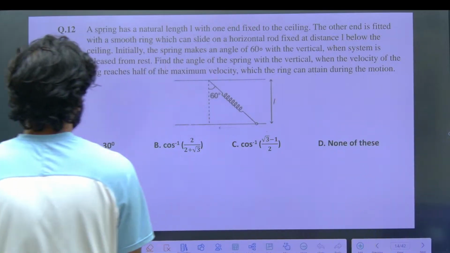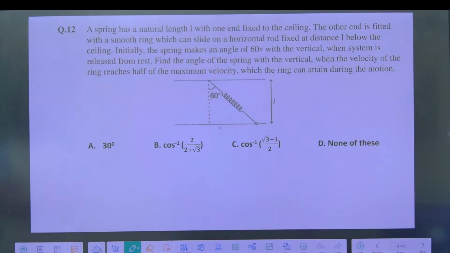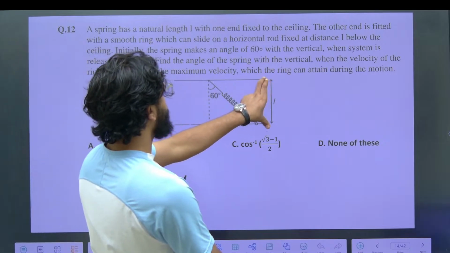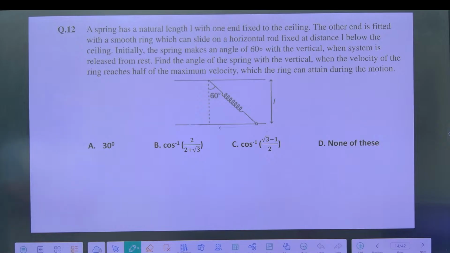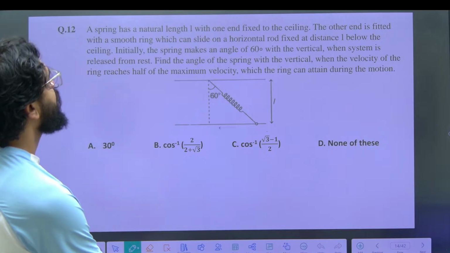Okay, question number 12. Spring has natural length L. This is natural length L. With one end fixed to the ceiling, the other end is fitted with a smooth ring which can slide on the horizontal rod fixed at a distance L below the ceiling. We can see that. Initially, the spring makes an angle 60 degree with the vertical. When the system is released from rest, find the angle of the spring with the vertical when the velocity of the ring reaches half of the maximum velocity which the ring can attain.